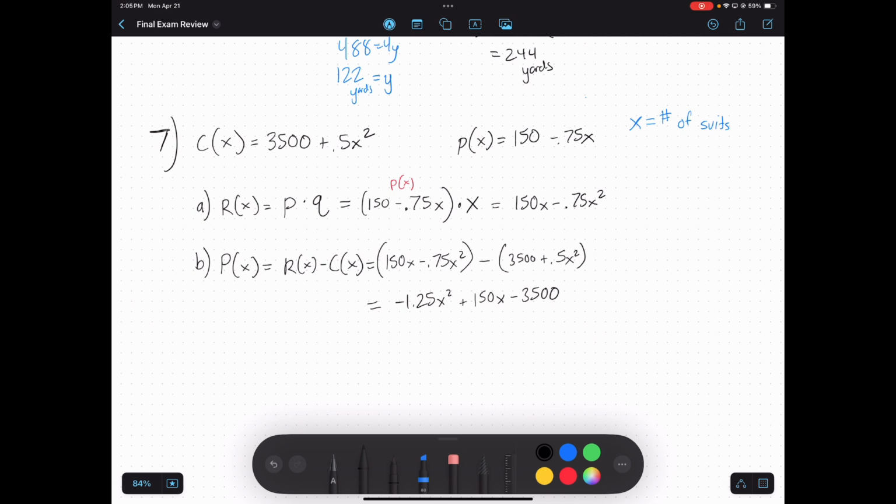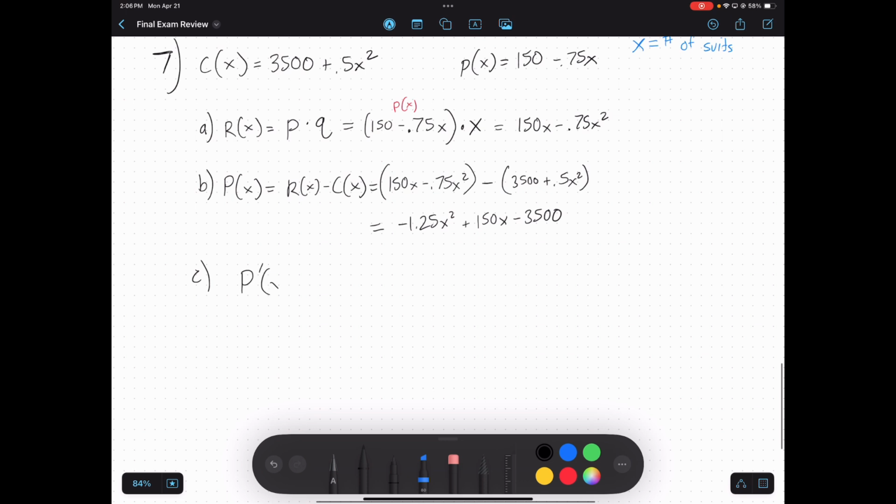Okay. And then C is where we get to optimize. So now let's optimize our profit. What number of suits will optimize my profit? Of which function? The profit function, right. If I want to optimize profit, that's what I'm going to find the critical points of. I'm going to take the derivative of my profit function. P prime of x is equal to negative 2.5x plus 150.